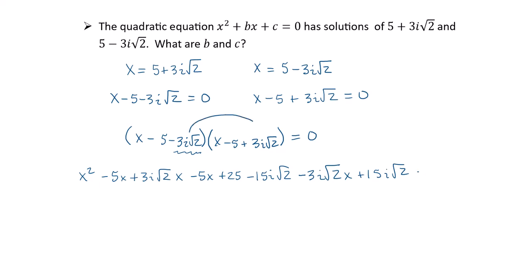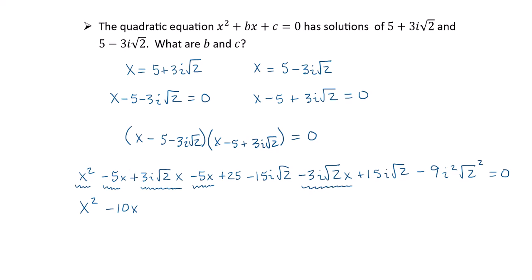and a negative 9i squared square roots of 2 squared. And that all still equals 0. Now we need to just simplify. X squared, that's the only x squared term. I have a negative 5x and another negative 5x here. That'll make a negative 10x. I have a positive 3i square roots of 2x and a negative 3i square roots of 2x here that cancel out.